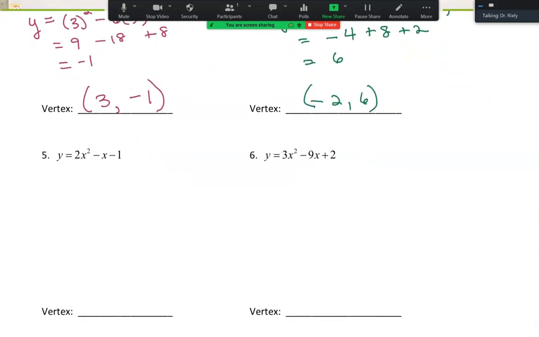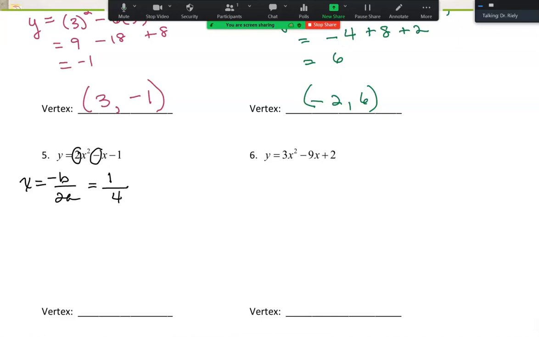Two more. All right, let's look at this. We want to figure out what the vertex is. So I'm going to say x is negative b over 2a. Here your negative b is negative 1, so negative negative 1 is positive 1. And 2a, if a is 2, 2 times 2 is 4. x is 1/4.